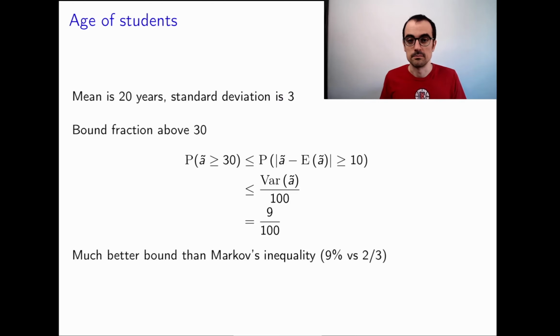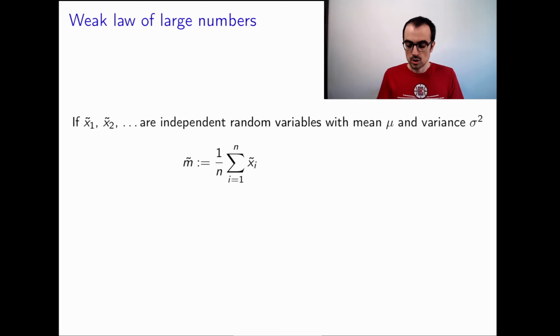Okay, and it is indeed quite a bit tighter. Okay, so let's go back to our example where we're looking at the law of large numbers. We had these independent random variables with mean mu and variance sigma squared. This is the sample mean. We want to control the probability that the sample mean deviates from the true mean.